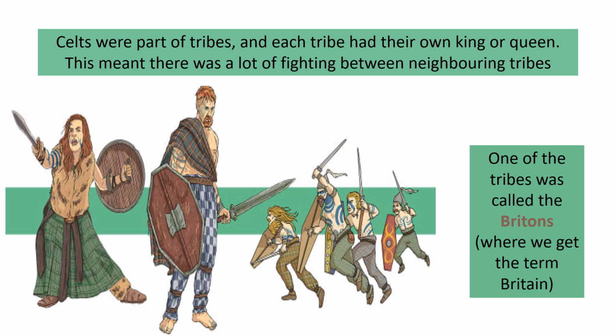Celts were part of tribes, and each tribe had their own king or queen. This meant there was a lot of fighting between neighboring tribes. And in fact, the adjective British that goes with it actually comes from these Celtic people. It doesn't come from English itself, the Germanic language. It comes from the name of one of these Celtic speaking tribes called the Britons.